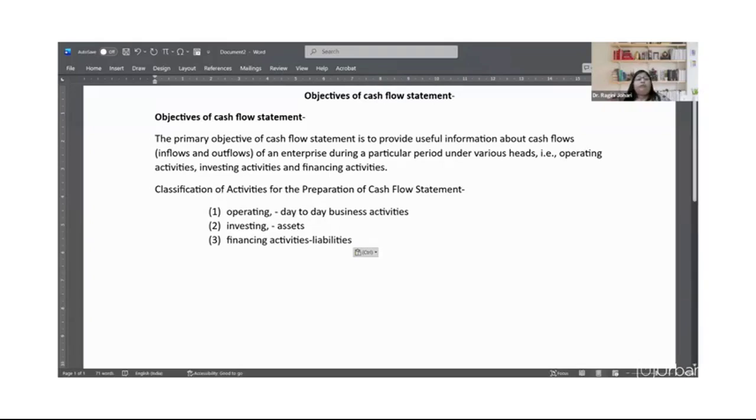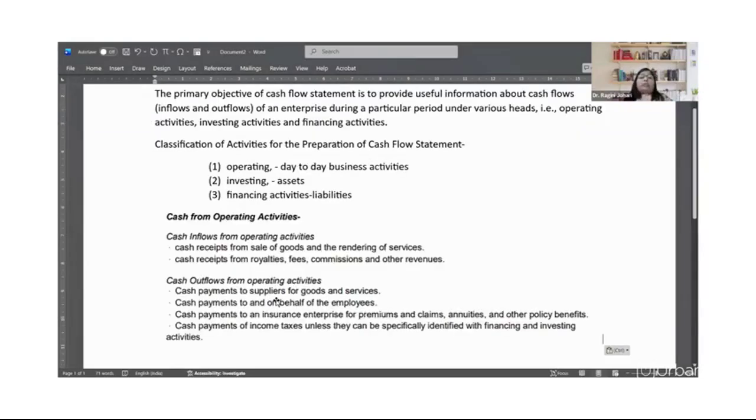Now let me tell you very briefly about the various activities and how we are going to calculate the cash flows. So first of all, let's talk about cash from operating activities. The sources of cash inflow from operating activities would constitute, number one, the cash receipts from sale of goods and rendering of services. Secondly, cash receipts from royalties, fees, commissions, and other revenues.